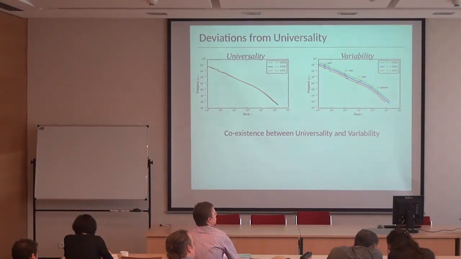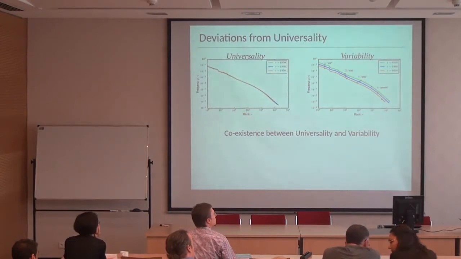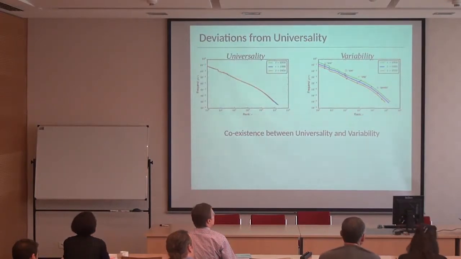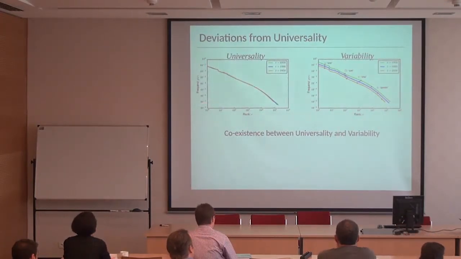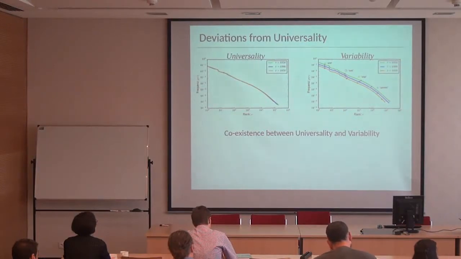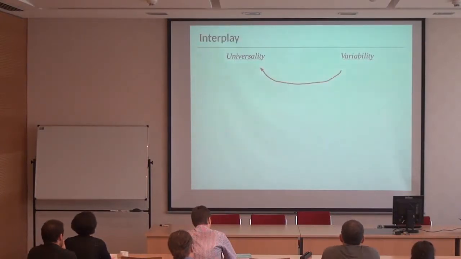And from these two observations, it seems that there's a very remarkable, very delicate interplay between the universal aspects of language and the variability aspects of language. So this is the issue of coexistence. And what I want to motivate is that we should not look at these two things independently, but that we know these two things are actually interrelated.